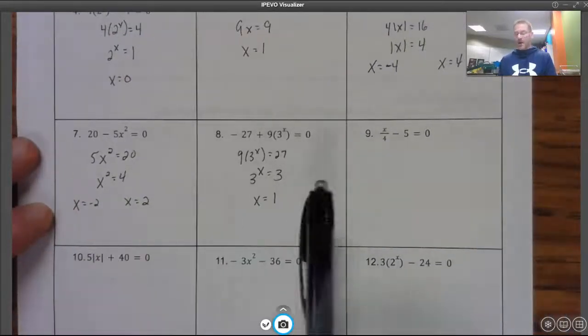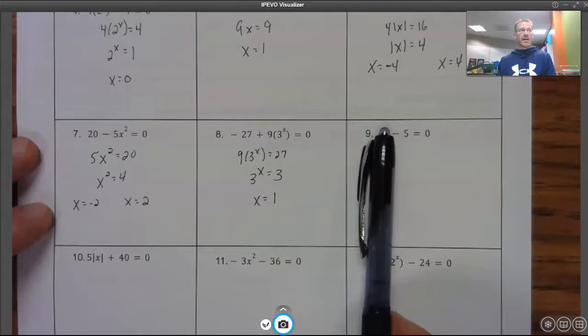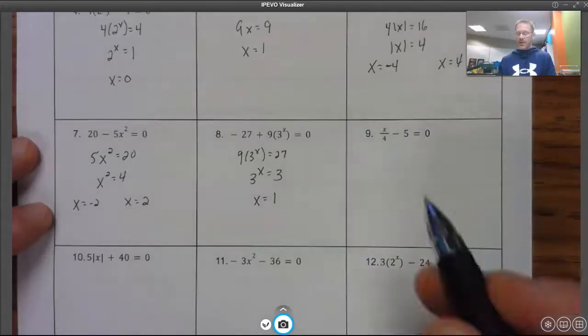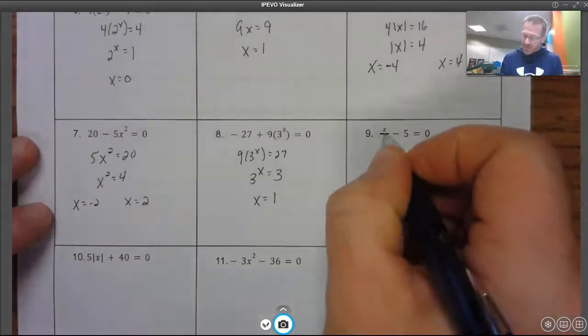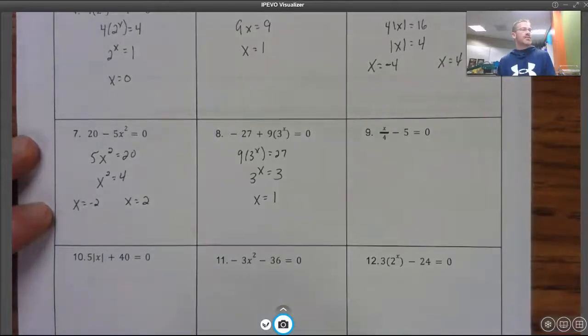Now, a couple of things about number 9. One is it is linear, right? Just an x, no exponents, no bars, right? So I know I'm expecting 1 solution. Now, the other thing is, remember, this means division. Okay, that means division, but we don't get to that till the second step. We're still going to use that 0 property first.